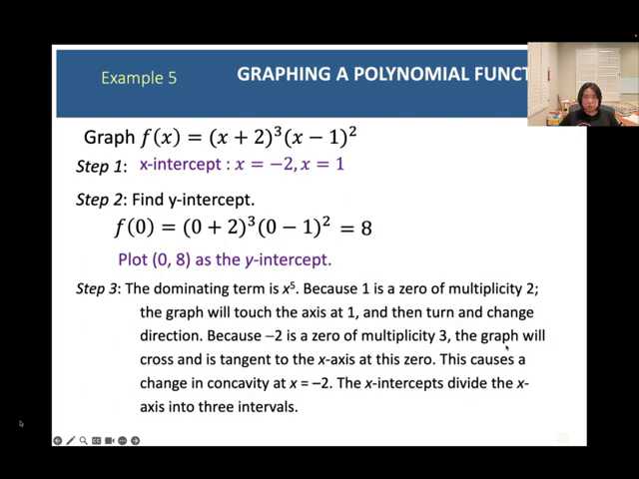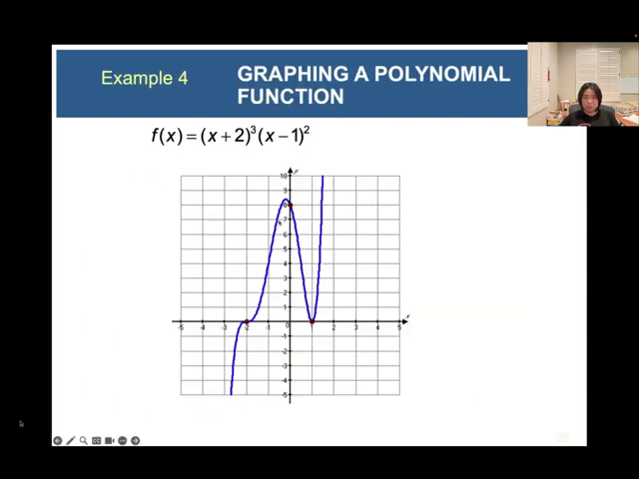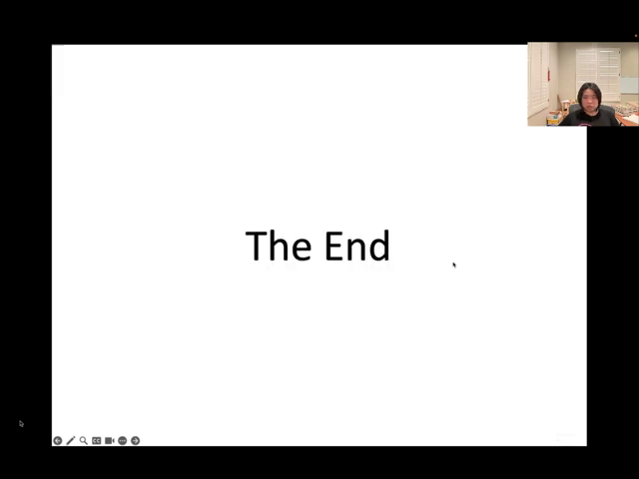Okay, let's put everything together. We have these 2 points. This is the multiplicity of 3, so it's going to look like that, kind of a turning point like this. And then we have the y-intercept. And for x minus 1, we have a multiplicity of 2, so it's going to be going upward. Okay, that's it.